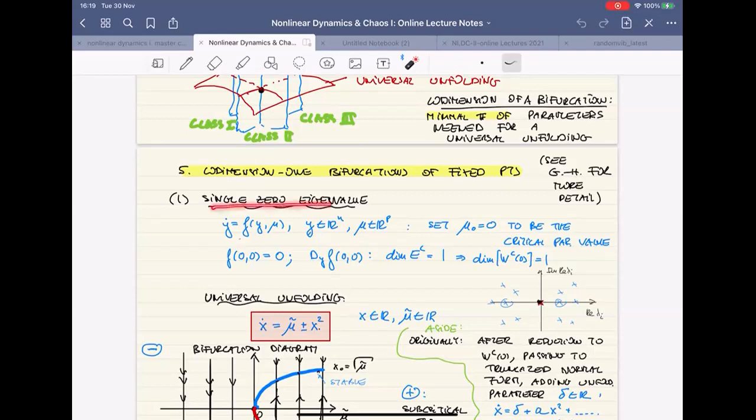So what's up with the single zero eigenvalue? The assumption is you have an n-dimensional system with a p-dimensional parameter set, and we're assuming that the bifurcation takes place at mu naught equals 0. If not, then you just redefine your parameters. You can always shift the bifurcation parameter value to 0, right? So that's not a problem. And then what we assume is that there's an equilibrium at 0.